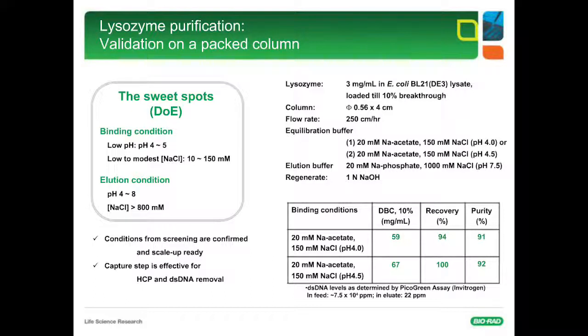And now we can pack a column to confirm this result. On the right-hand side, I showed you the condition for column chromatography, and we choose 2 conditions for binding. One is at pH 4, the other one is at pH 4.5, because we want to check the robustness of this condition. And now you see the table shows you the dynamic binding capacity of the target protein, the recovery, and the purity after the separation. They are very consistent.